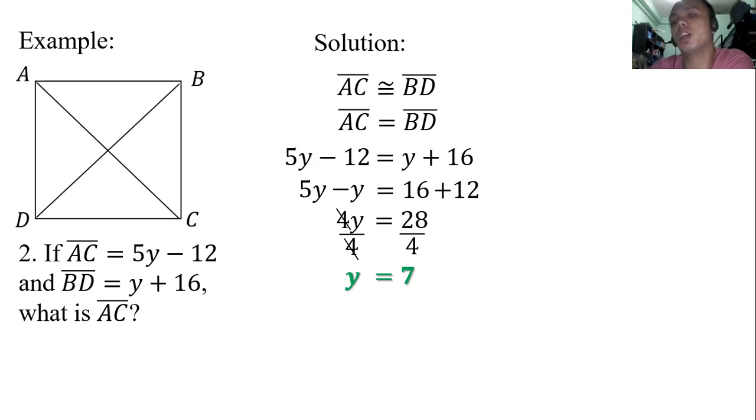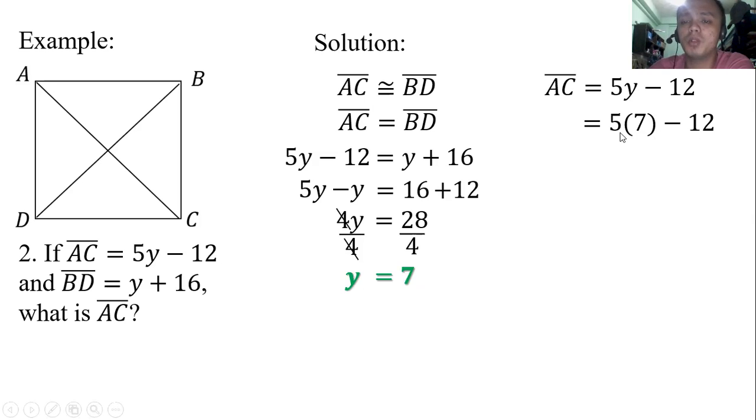Okay? So nakuha na natin si y dito. Now, find your AC. Substitute y to 7. From 5y minus 12, we have 5 times 7 minus 12. 5 times 7 is 35, minus 12 is equal to 23. Your AC is 23. What is your BD? Also 23. They are equal eh.